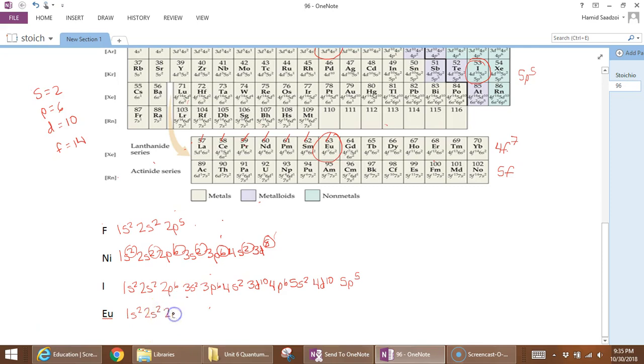So let's keep on going. 2P6, 3S2, 3P6, 4S2, 3D10, 4P6, 5S2, 4D10, 5P6, 6S2, and remember, after 6S2, we actually get 4F. So 4F, and go all the way to your destination, which is 4F7.